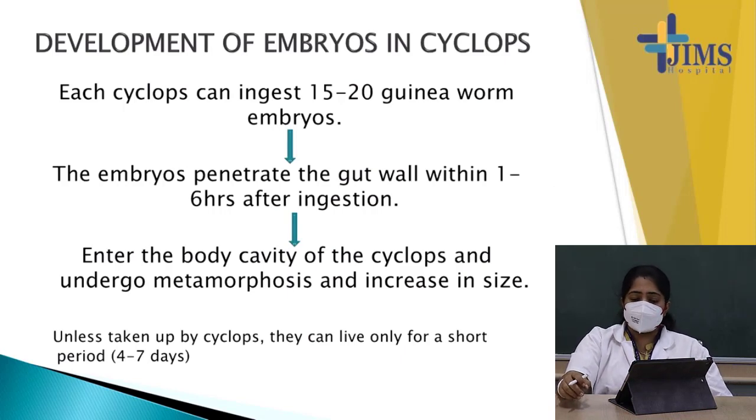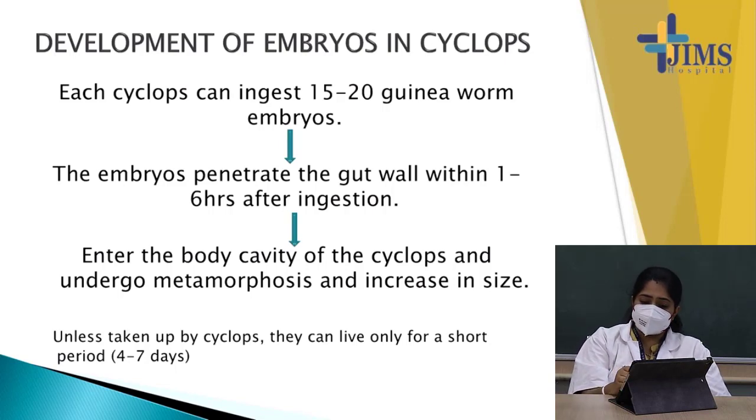Now, the development of embryos in cyclops. Each cyclops can ingest about 15 to 20 guinea worm embryos. Remember, the embryos are set free only in water, and the cyclops are present in water. Their habitat is ponds, lakes and waters. When these embryos are released in the water, the cyclops take up the embryos and can ingest up to 15 to 20 guinea worm embryos at a time. These embryos then penetrate the gut wall of the cyclops within 1 to 6 hours of ingestion and enter the body cavity of the cyclops, and then they undergo metamorphosis and increase in size. So, development starts inside the cyclops.